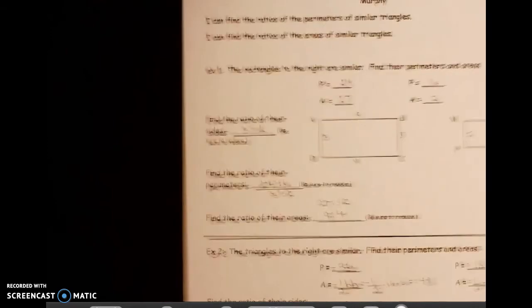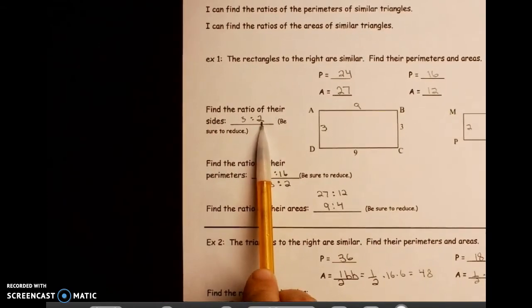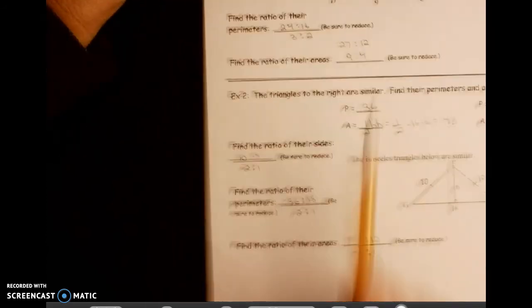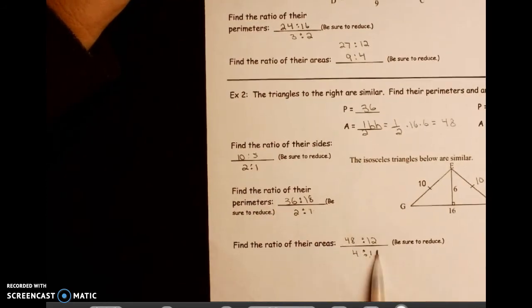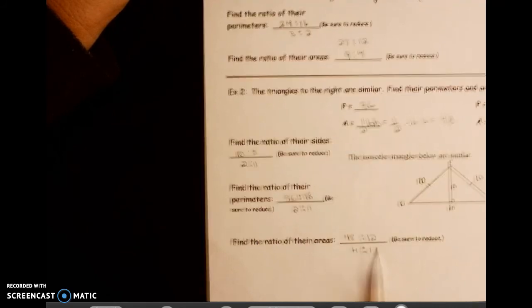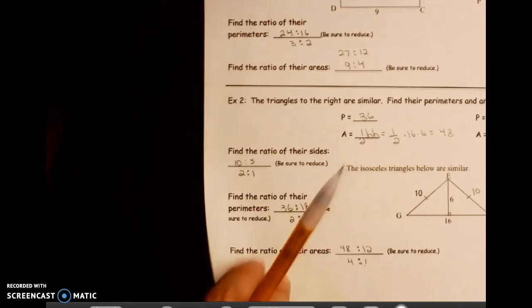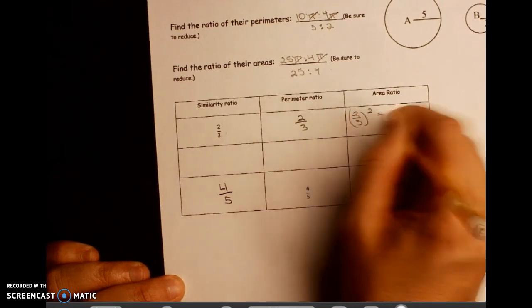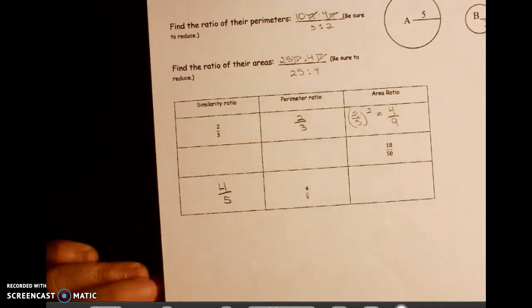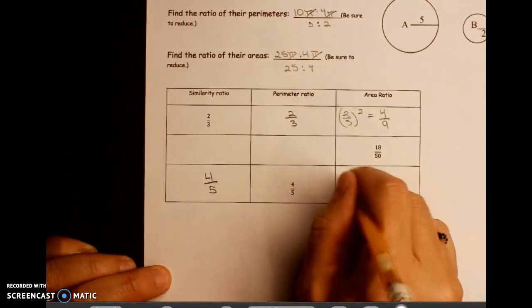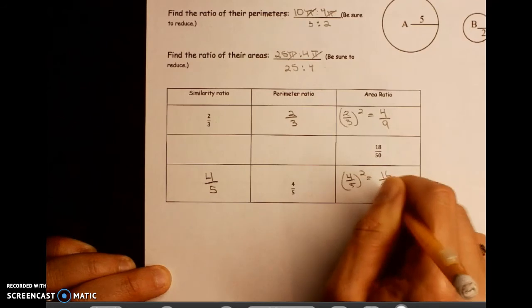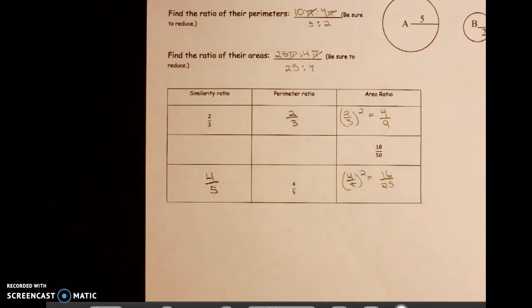Flip back on the front and show you that one. Notice this was a 3 to 2, this was then a 9 to 4. We look at the last one, it was a 2 to 1 and a 4 to 1. So again, they're not the same, but by now you might see the connection is we just have to square the ratio. So to get to the area ratio, we take 2 over 3 and we square it, we get 4 to 9. If we go down here, we're going to take 4 to 5, we square that, and we end up with 16 over 25.